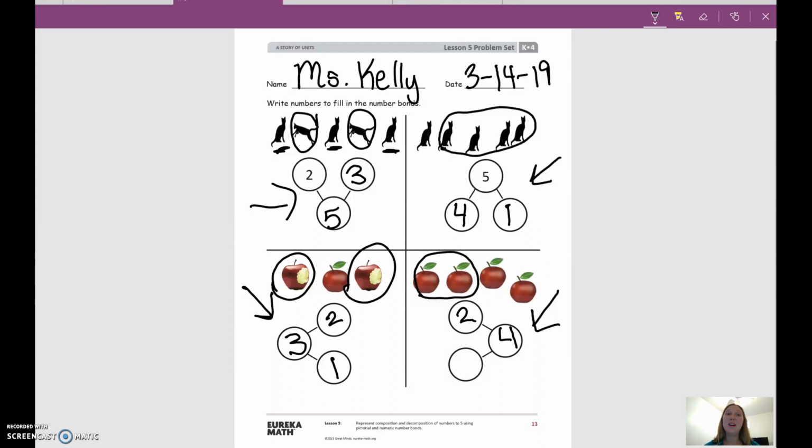How many apples are not circled? 2. So we're going to put 2 in the other part. Now we know that 2 and 2 make 4. All right, friends, it's your turn. You're going to go to your desk and you're going to fill out the problem set just like we did here. And if you finish early, just like always, you're going to turn it in and you're going to go read a book quietly on your own in the library area until Miss Pamela tells you it's time to stop.